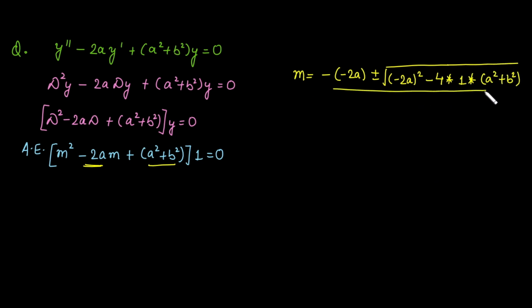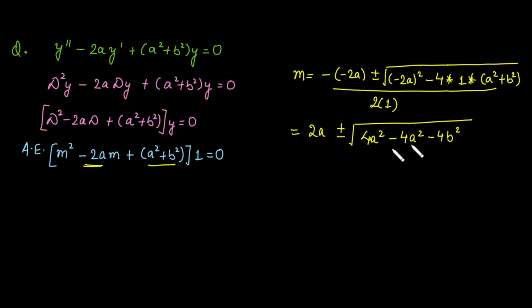divided by 2 into a, the leading coefficient is 1. Simplify this, we have 2a plus minus under root 4a square, this is 4 into 1, that is 4, so 4 into a square, that is minus 4a square, minus 4 into b square, that is minus 4b square, upon 2a, that is 1. So now these quantities get cancelled with this one. So we have 2a plus minus under root minus 4b square by 2.